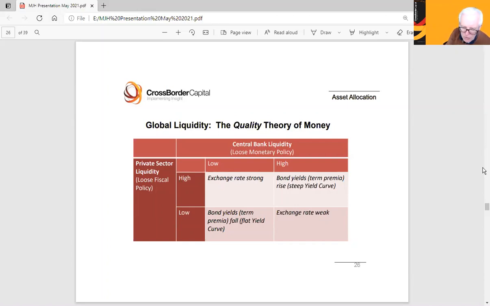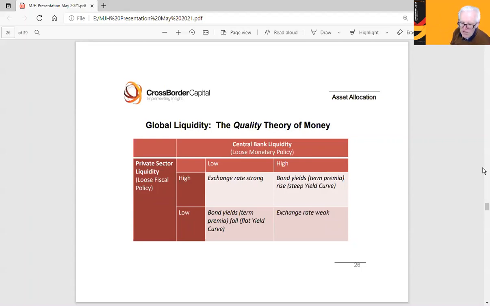The other two quadrants are worth thinking about, and that's really the alternatives of saying you get tight central bank liquidity and high private sector liquidity in the top left. So that's a loose fiscal policy and a tight monetary policy in that box. And that's when you get a strong exchange rate. And similarly, if you have the opposite situation of lots of central bank liquidity and low private sector liquidity, you tend to get a weak exchange rate, and that's the lower right.